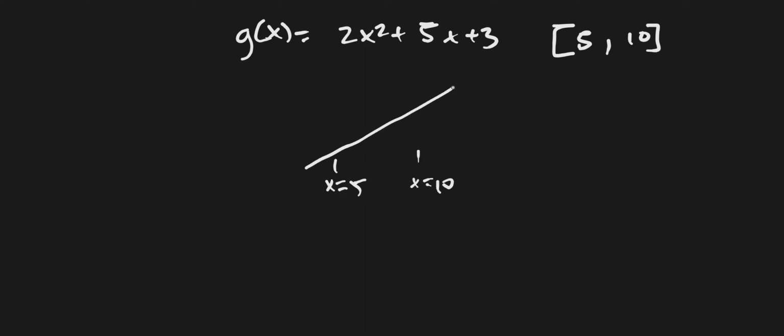Something like this, and this is just an example, and the function would be going through these points, and it would go something like this. So this is just one example of how it would look, but this is essentially the basic idea. We're finding the slope of the secant line going through the point x equals 5 and x equals 10. That's the average rate of change.